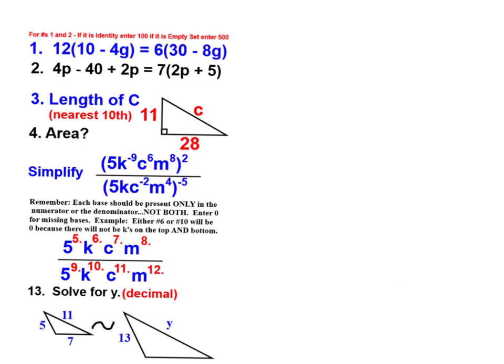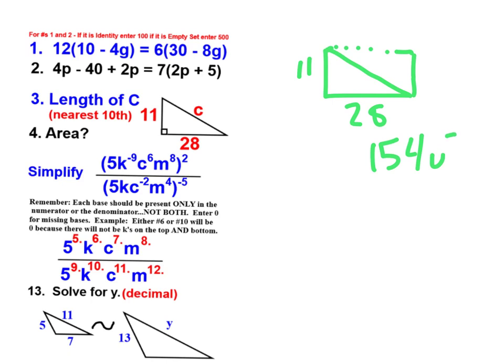Number 4 asks for the area of that. Of course, for area, we need to use the two that are at a right angle. So 11 times 28, and then divide by 2, because if I take 11 times 28, I get the area of this rectangle. I want to divide it by 2. So 11 times 28 is, of course, 308, and then divide by 2, and you get 154, and we would label that units squared. 154 units squared.